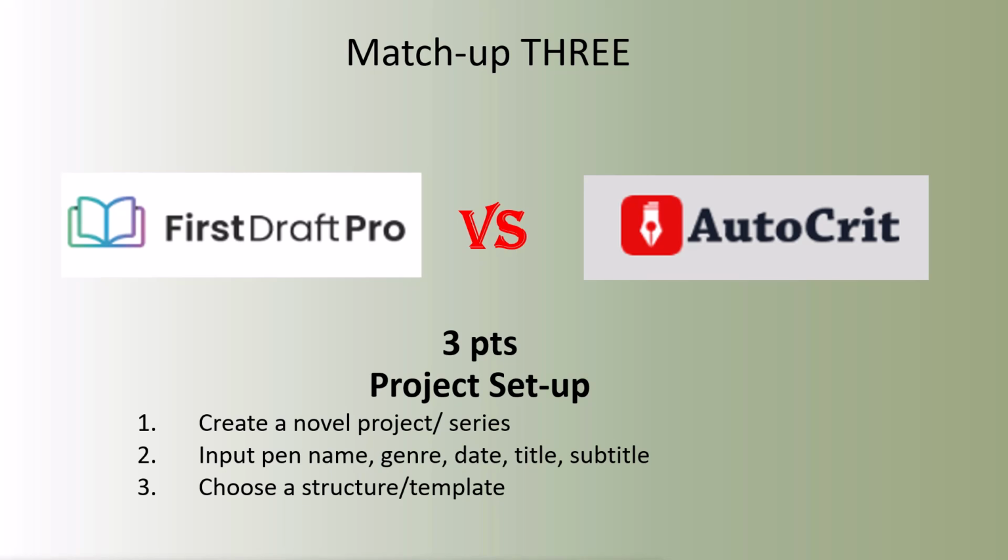So the project setup involves creating a novel project and possibly putting that as part of a series of books. Then we want to keep track of things like the pen name, the genre, the date, the title, and the subtitle. And then we want to hopefully choose some sort of a structure template to help us with our writing and making sure we hit all the major beats. So that's what we're trying to do. Now, I've also assigned a number of points that these softwares can earn if they complete all the tasks that we have. And then they can get bonus points if they do particularly well.